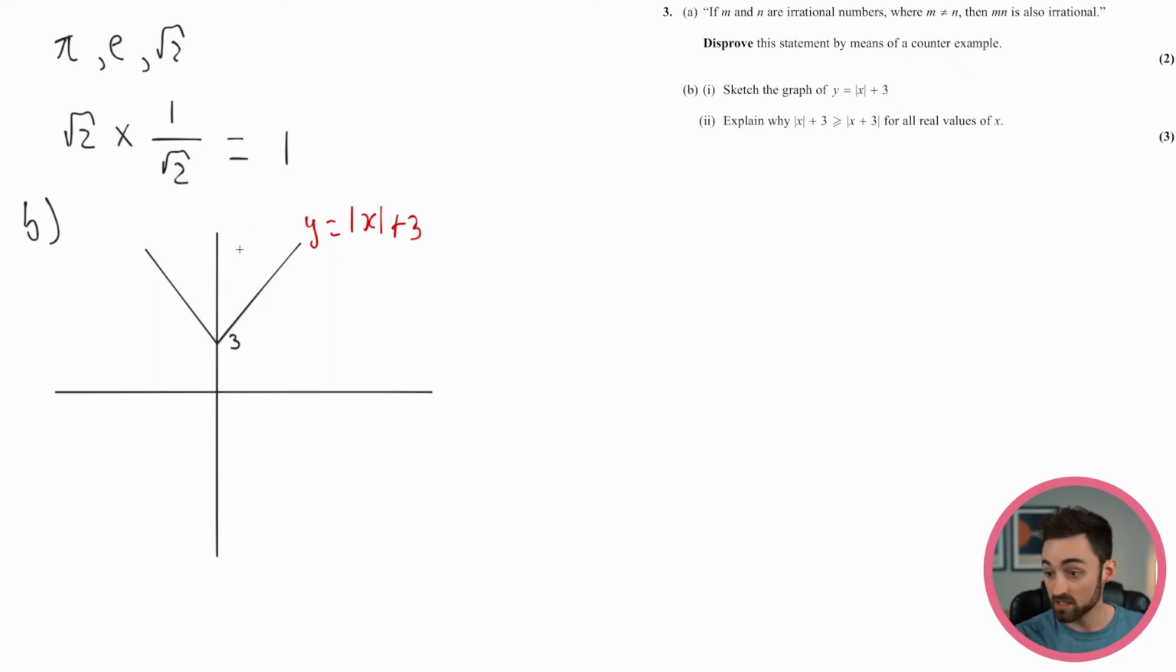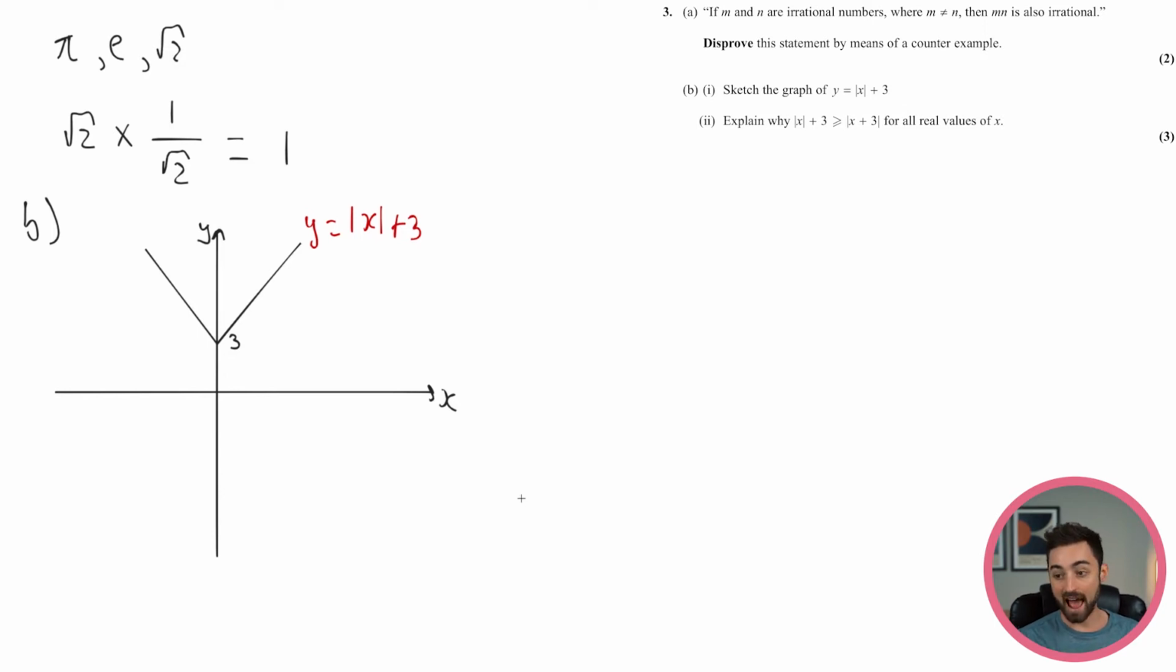And then I suppose for the second part, let's have a look at what we need to do. We need to explain why the modulus of x plus 3, so what we've just sketched, is greater than or equal to the modulus of x plus 3. Okay, so it's definitely going to be related to what we've just done. So if you think about it, if we've already got the modulus of x plus 3 on the graph, why don't I just sketch the other thing on the right hand side, the modulus of x plus 3, and then hopefully if this thing here is just always above the other thing, then it's always going to be greater than or equal to it, okay? So let's sketch y equals the modulus of x plus 3 and see what happens.